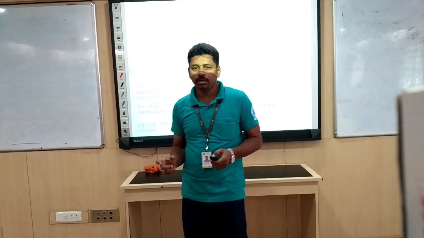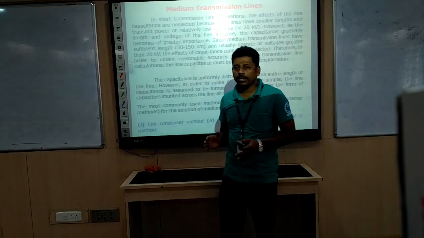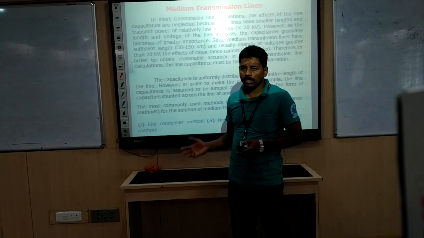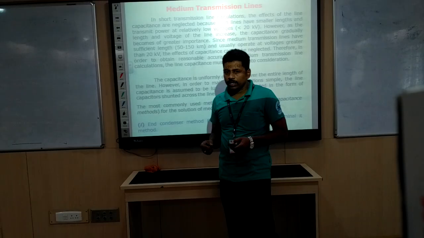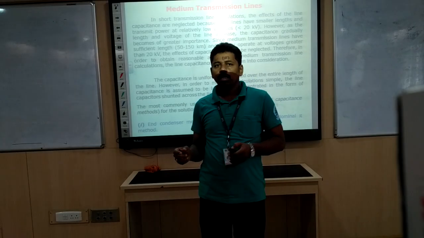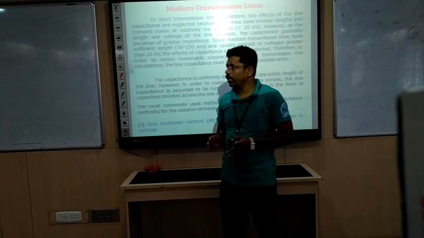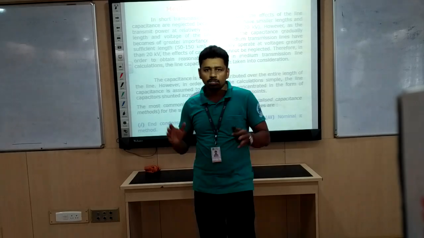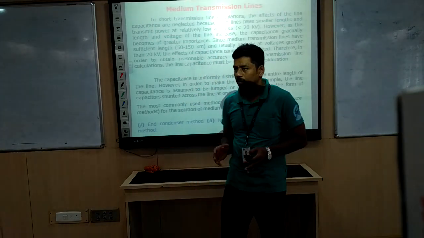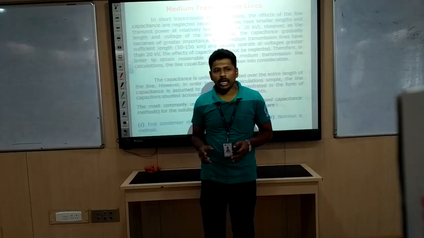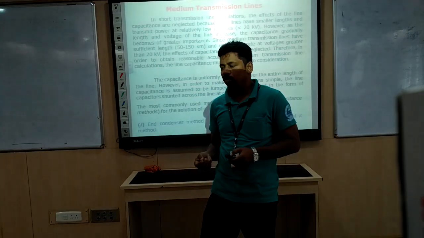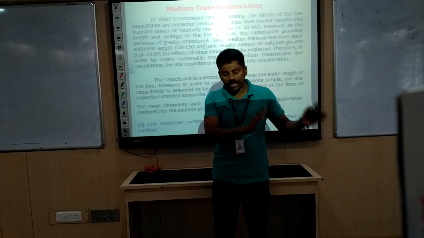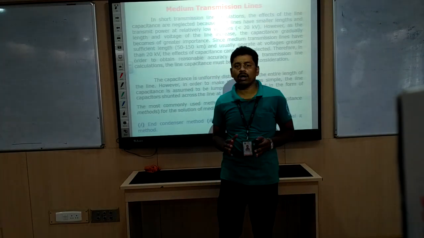Why is it the end condenser method? The entire capacitance is considered at the end of the transmission line, or otherwise the receiving end. That is why it is called the end condenser method. The second model is called the nominal T model. If you see the equivalent circuit of the model, it looks like a T. That is why it is called the nominal T model. Pi, once again, looks like a pi structure. That's why it is called a pi model. Generally, in practice, if you model a transmission line, we use the nominal pi model only. The reason is, in the pi model, the entire capacitance is divided into one at the sending end, the other at the receiving end. That is why we go for the nominal pi model.